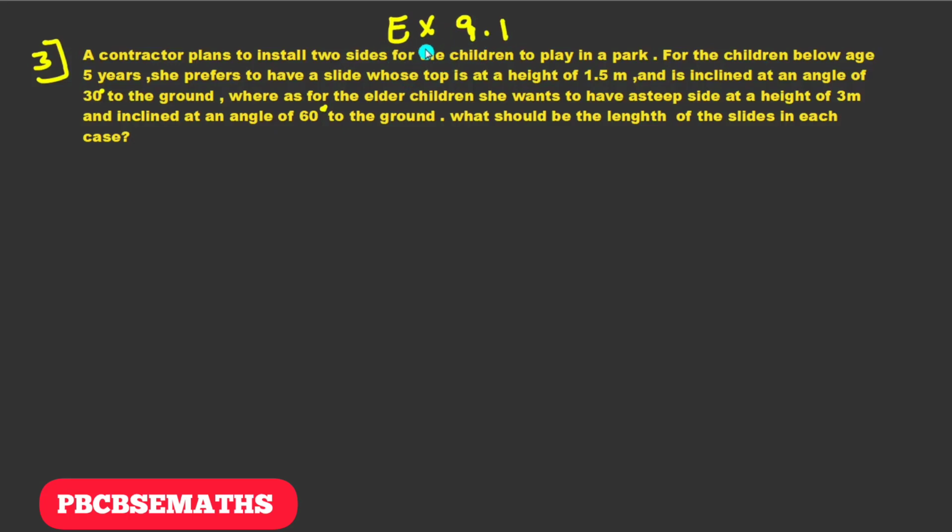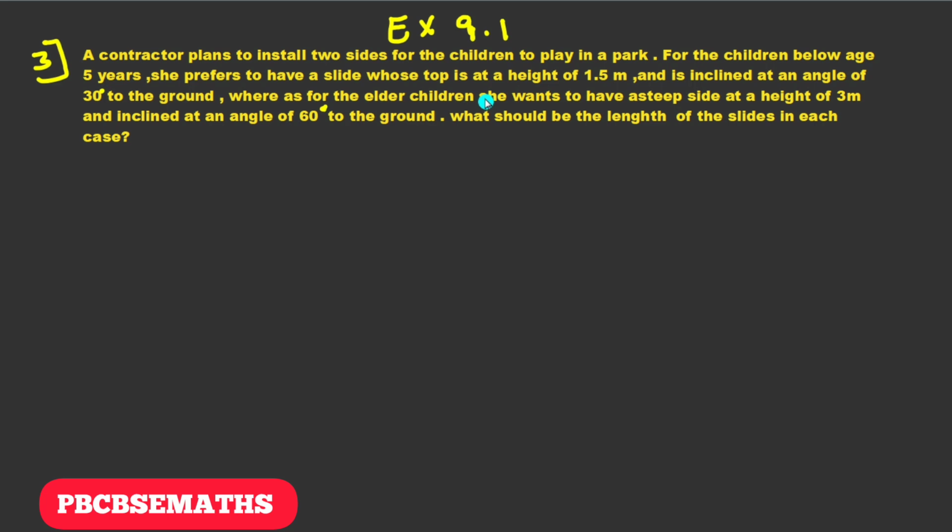In this video, I am going to solve exercise 9.1, third main question. In the third main question, it is given that a contractor plans to install two slides for the children to play in a park. For the children below age 5 years, she prefers to have a slide whose top is at the height of 1.5 meter and is inclined at an angle of 30 degrees to the ground.